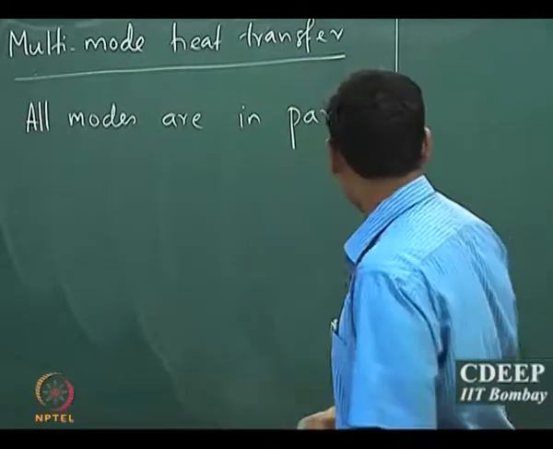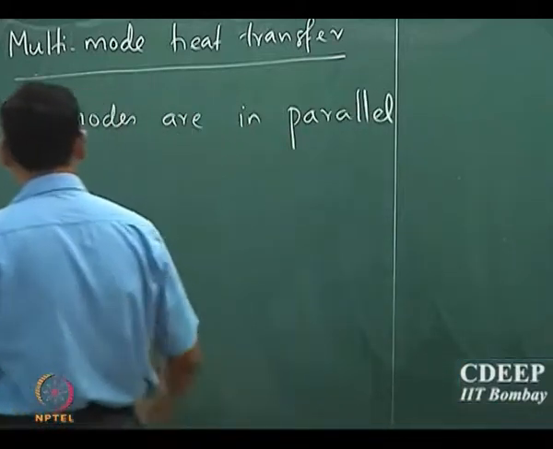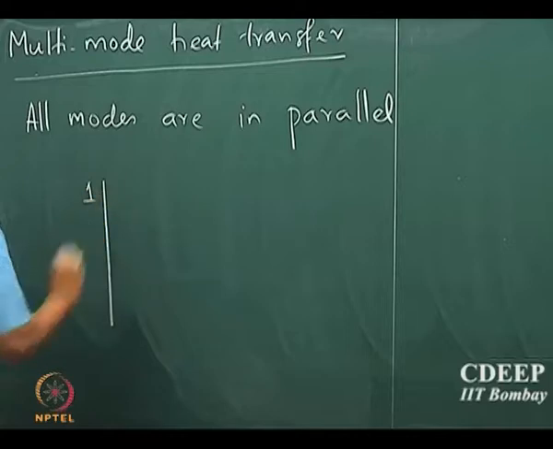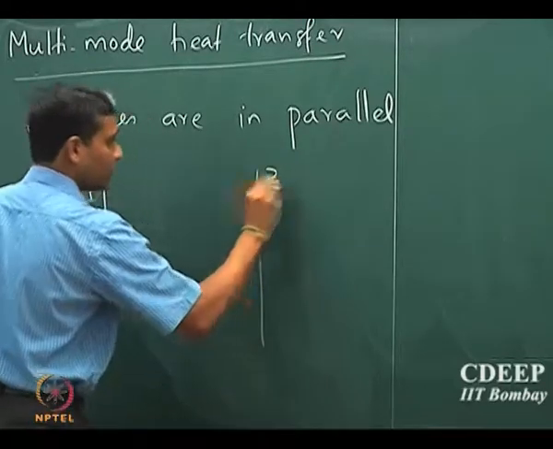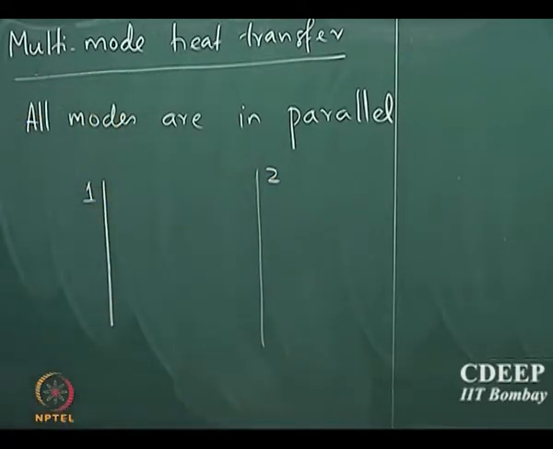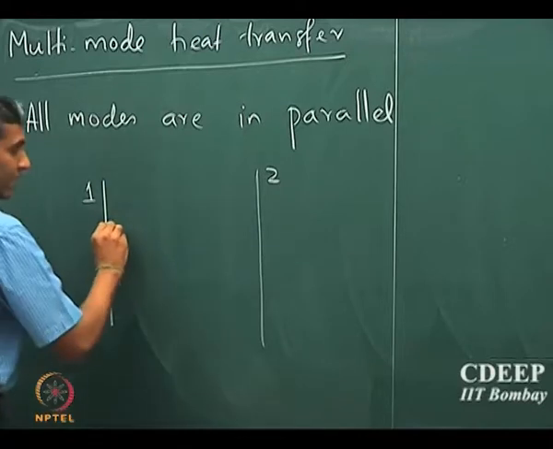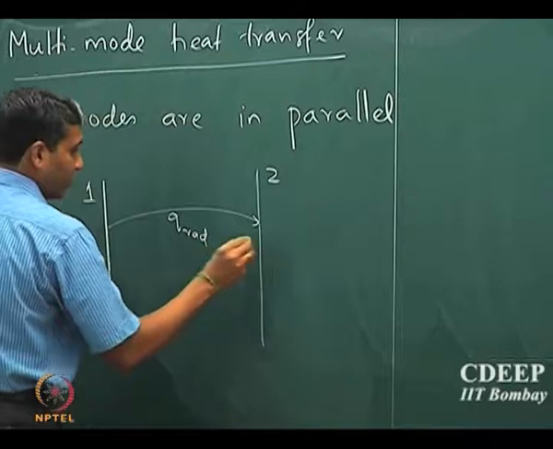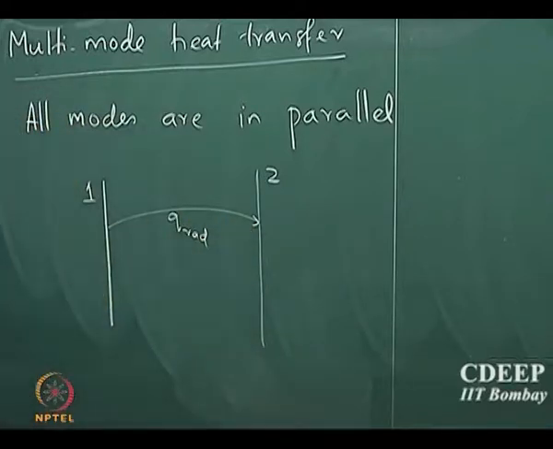Supposing you have one surface, this is surface 1 and you have surface 2. Now, let us say that there is a radiation mode of heat exchange between 1 and 2.